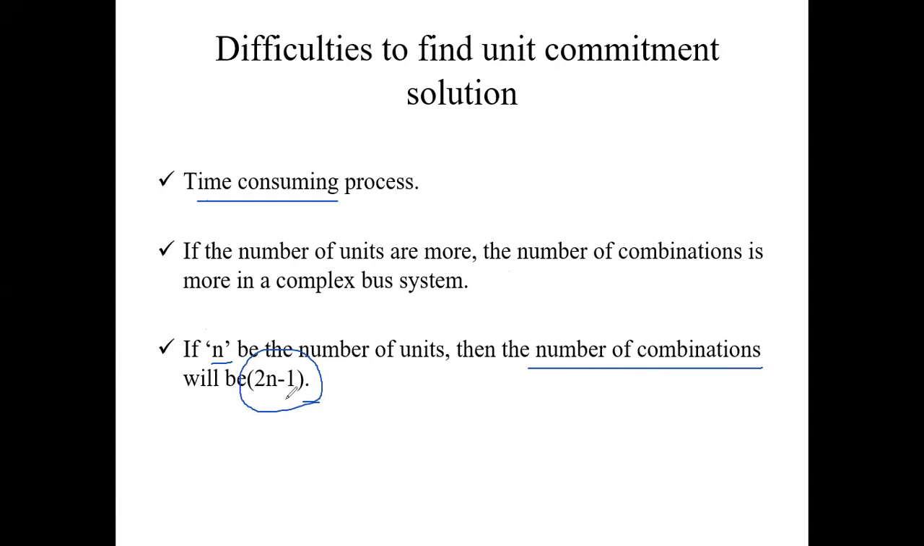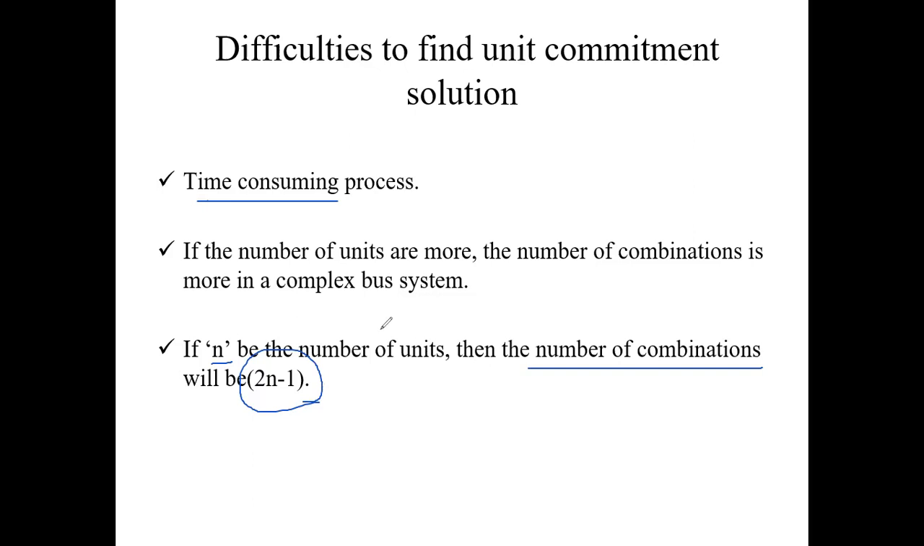The n can vary from 2, 3, 4 and more. If n is equal to 3, that means the number of units operating is 3. So 2 to the power 3 is 8, and minus 1 gives 7 combinations. There will be that number of combinations across the units.